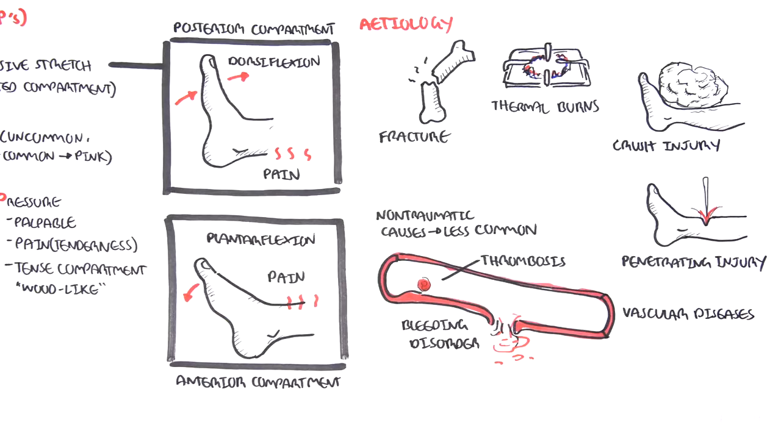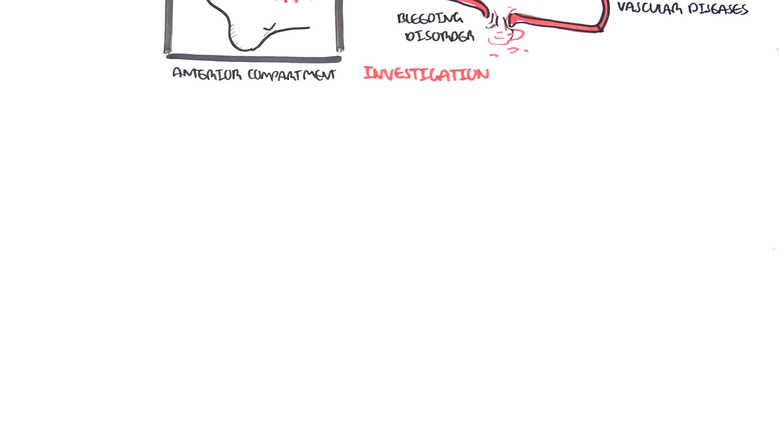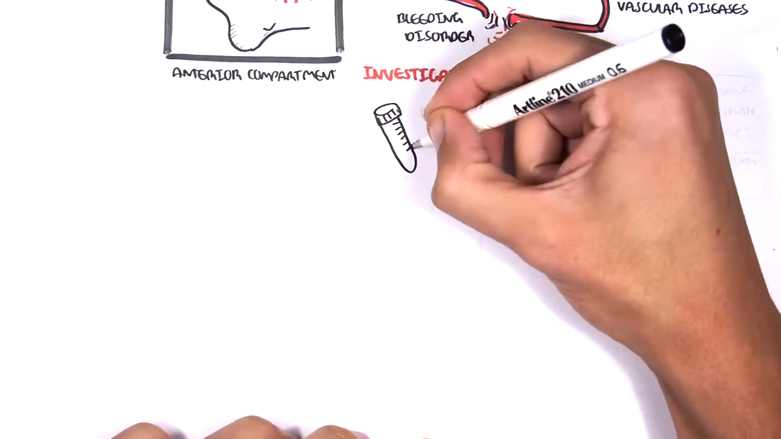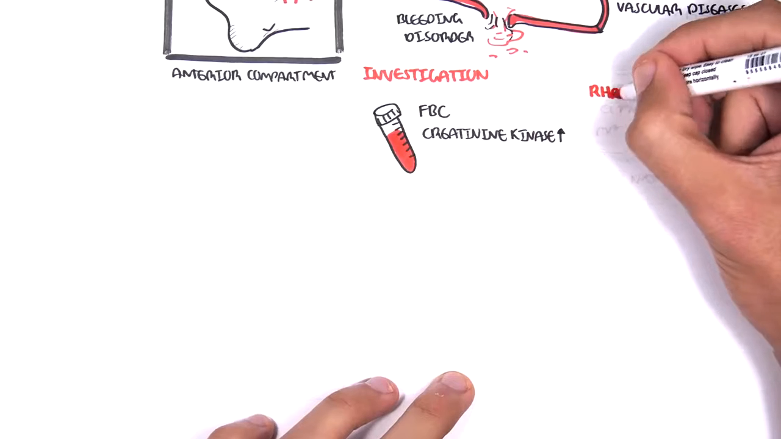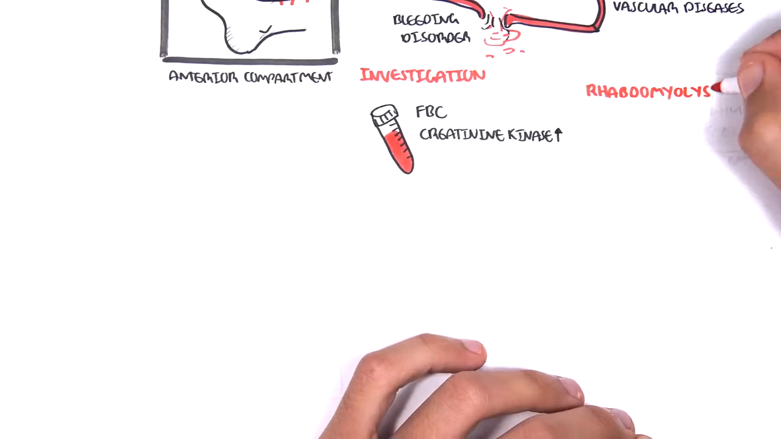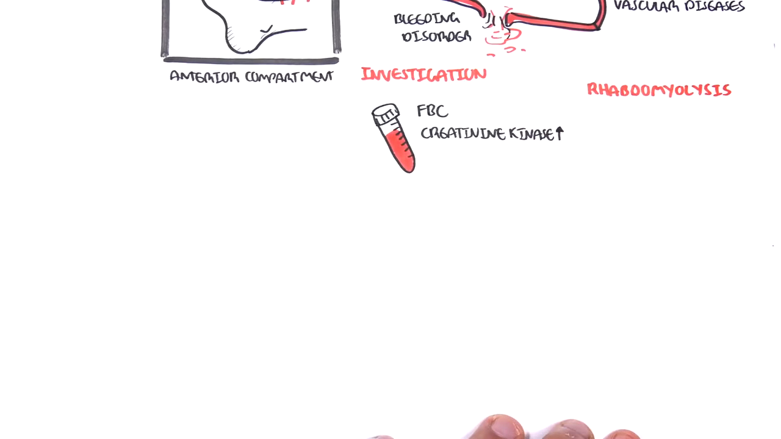Finally, illicit drug use, chronic abuse, is also a cause because of the use of tourniquets or injury by needle puncture. Investigations include full blood count and creatine kinase, which is raised because of the damage to the muscle cells. It is important to remember rhabdomyolysis in this case. Rhabdomyolysis is where you have injury or damage to muscle tissue. This leads to similar findings to acute compartment syndrome.